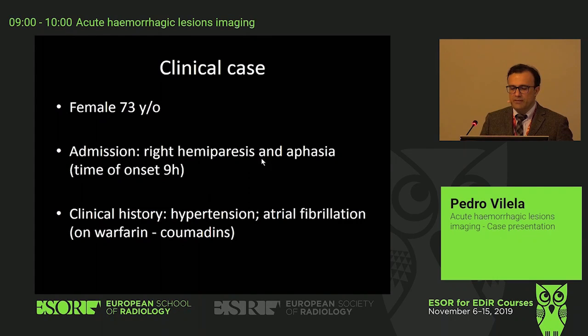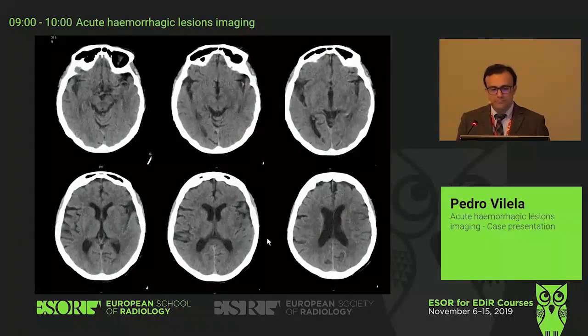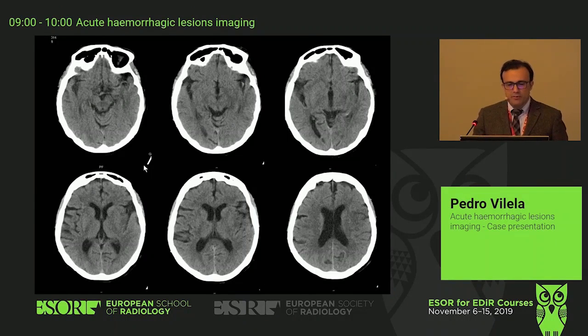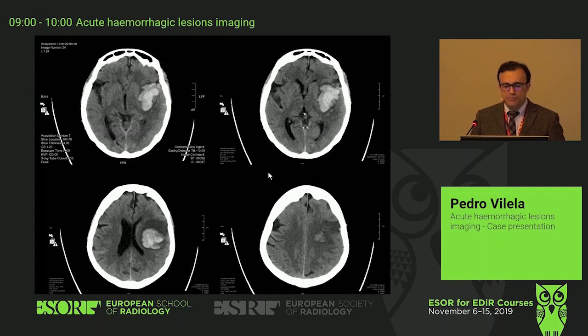73 years old, female, right hemiparesis, aphasia, hypertension, atrial fibrillation on anticoagulants. So the patient is anticoagulated. Okay, for the sake of time, I'm going to just show you the positive findings, and we have hyperdense MCA here. Patient went for treatment, and what on the follow-up, what do we have? Yeah, this is blood, actually.